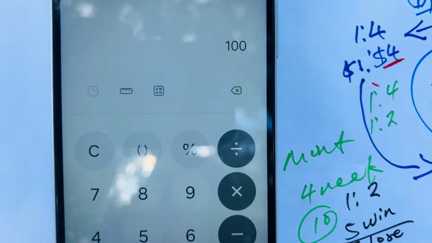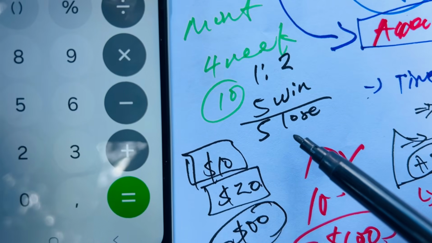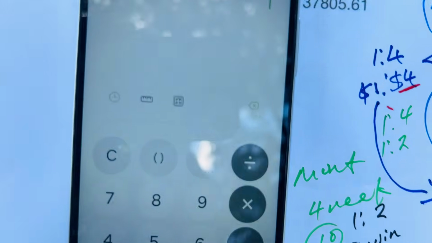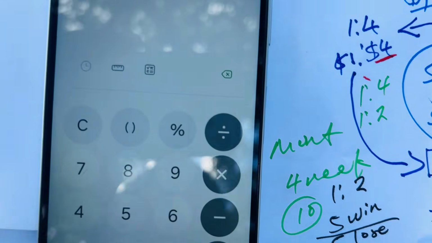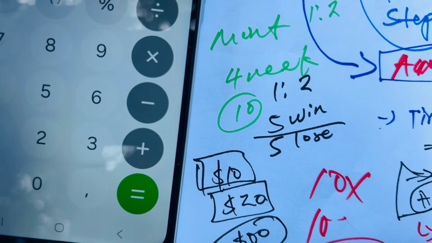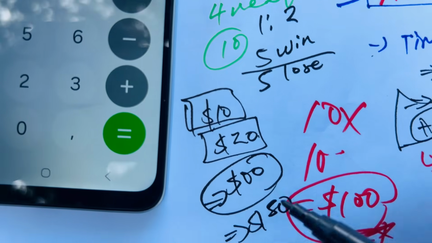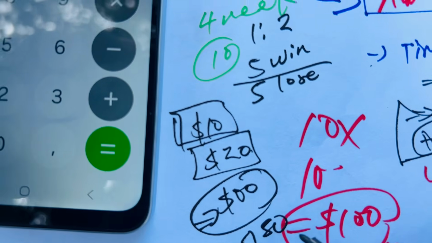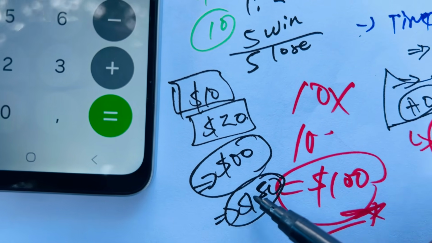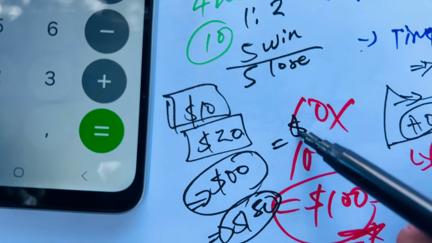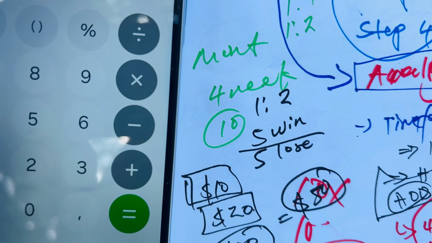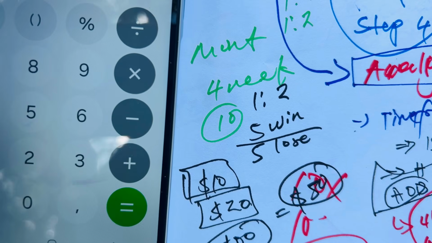All right. Now, if you take the 5 losses times the 10, 10 times the 5 losses, that will equal 50. So meaning that you will lose 50. So if you take 100 and minus 50, you'll be left with 50. So your net profit will be 50 for the month, which is way below.